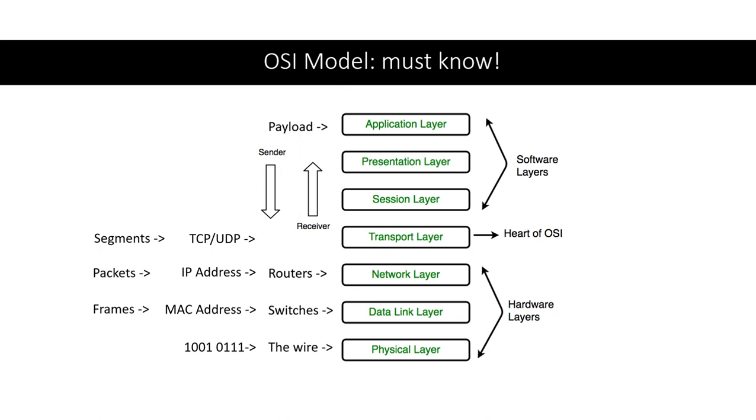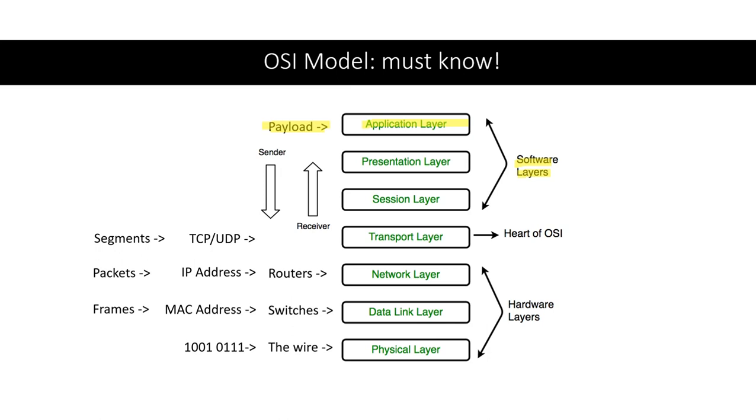Layer 7 is my application layer, right? This is where my payload starts. My payload is my data that I'm going to be sending or replying to any other system. So the top three layers are software layers. This is something that happens at the computer in the application by itself.